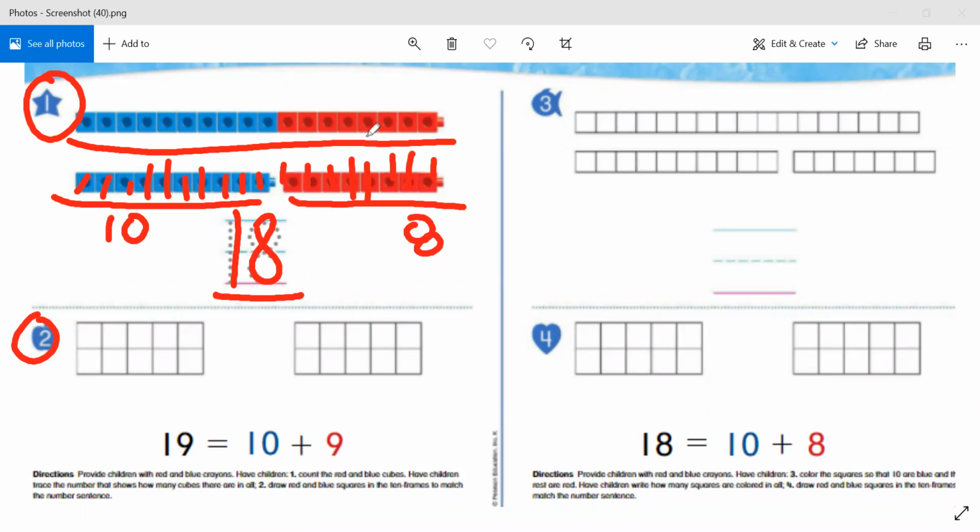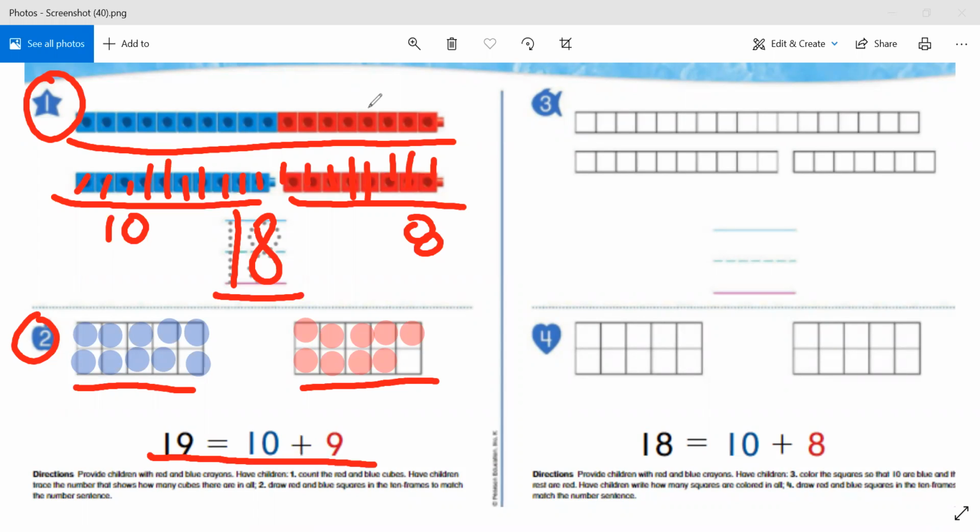So we're going to fill in our first 10 frame. And remember, when we fill it all up, how many are in there? 10. We don't have to count it. And now we need to fill our second 10 frame with 9. 1, 2, 3, 4, 5, 6, 7, 8, 9. All right, so we have 10 blue, 9 red. So 19 equals 10 plus 9.